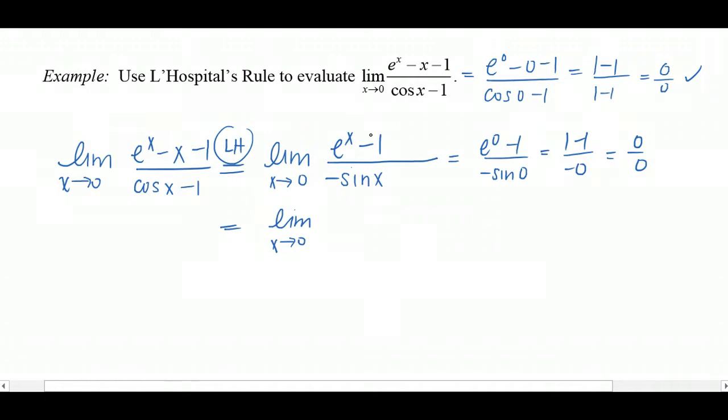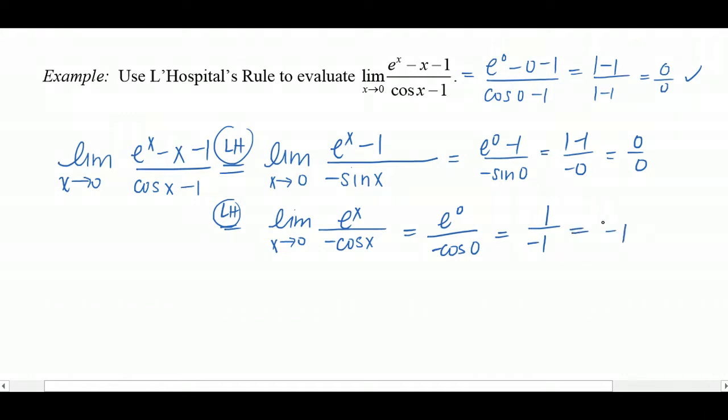So now the derivative of e to the x minus 1, and I'm using L'Hopital's rule again, is just e to the x, because now the derivative of negative 1 is 0, over the derivative of negative sine x, which is negative cosine x. And now let's try direct substitution. So substituting in 0, I'll get e to the 0 over negative cosine 0. E to the 0 is 1, cosine 0 is 1, and there's a negative there. So the final answer is negative 1.